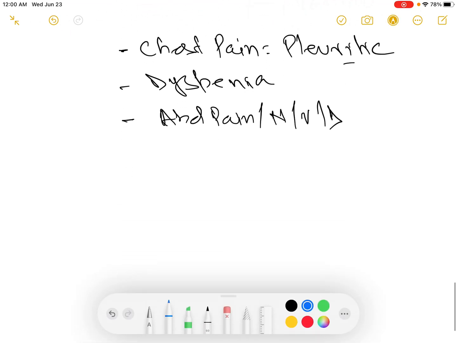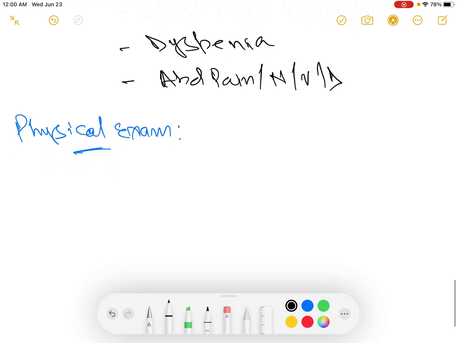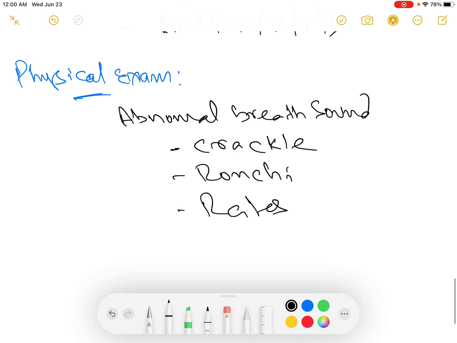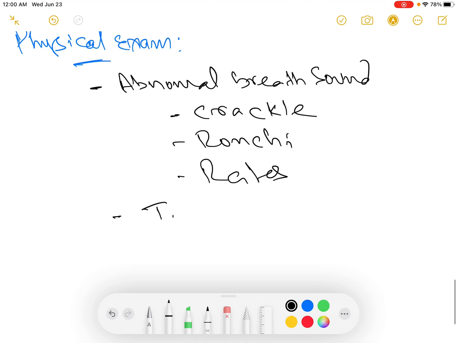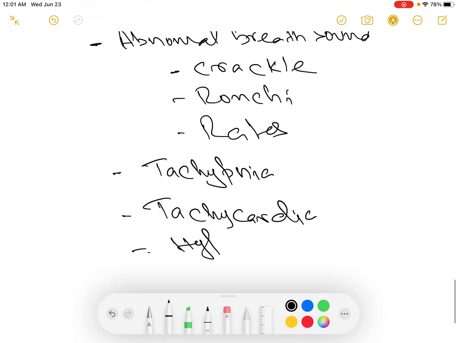Well, how about the physical exam? What will you find on the physical exam? The most common finding is that on auscultation you will have an abnormal breath sound. So they may have crackles, rhonchi, or rales. This is the most common finding. Then they may have tachypnea. As a matter of fact, tachypnea is a very sensitive marker for pneumonia in elderly people. They may have tachycardia. They may have hypoxia. So these are some of the most common findings that you will notice on the physical exam.